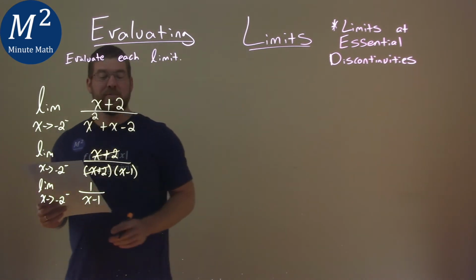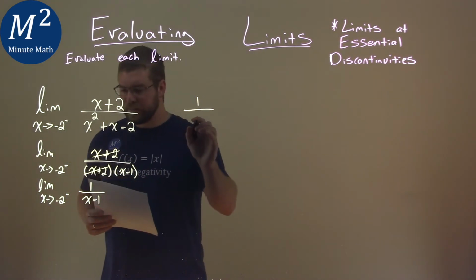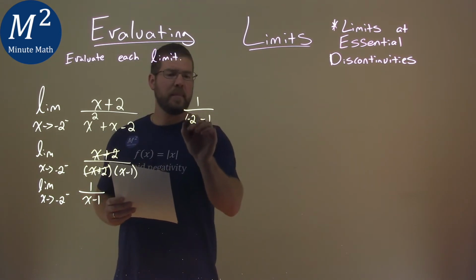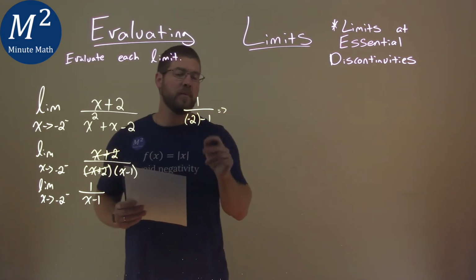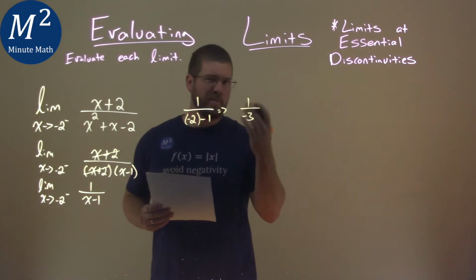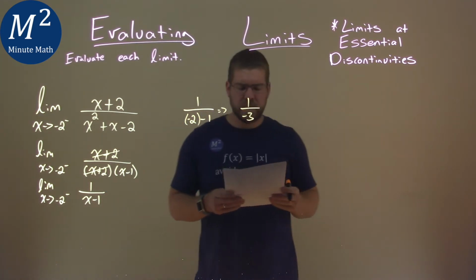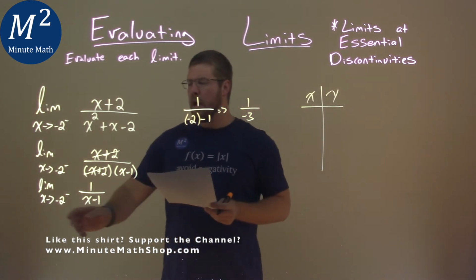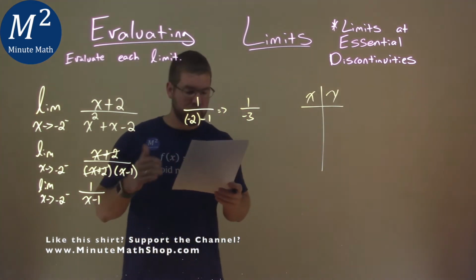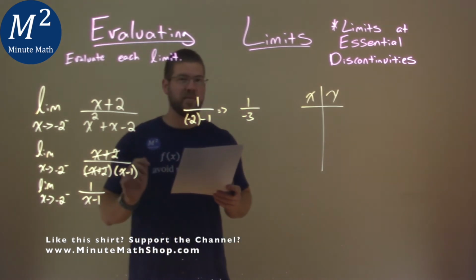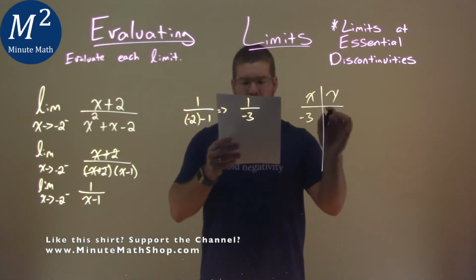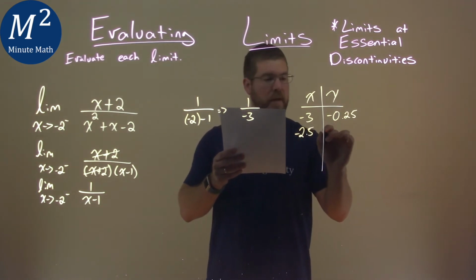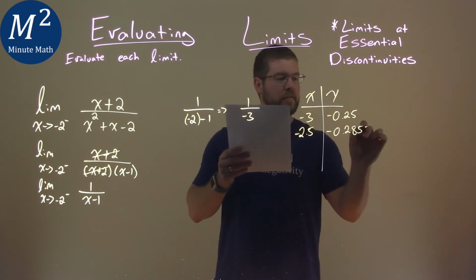So I'm going to plug negative 2 in for x here. We have a 1 over negative 2 minus 1. And what happens here? Well, 1 over negative 2 minus 1 is 1 over negative 3, or a negative 1/3. And we actually can see that with a table here. So I'm making a little table here, and I've calculated some values for you. And we're going to see what happens if we approach negative 2 from the left. I'm going to put some values in, and we'll approach negative 2 from the left here. Negative 3 goes in, we get a negative 0.25. A negative 2.5 in for x, we get a negative 0.2857.